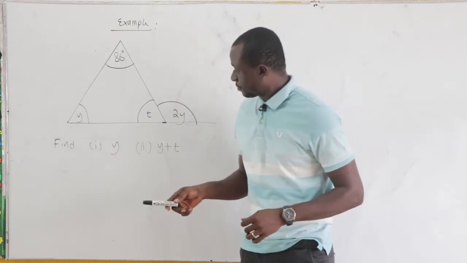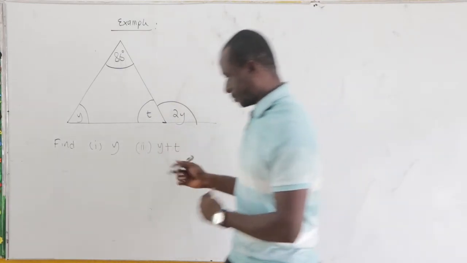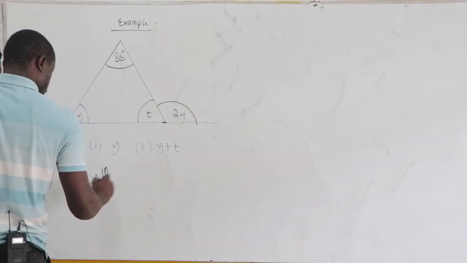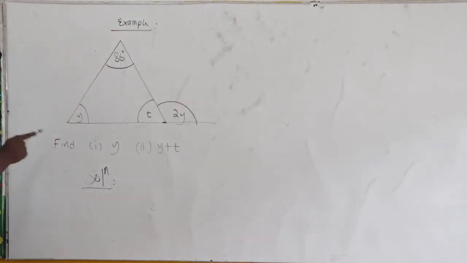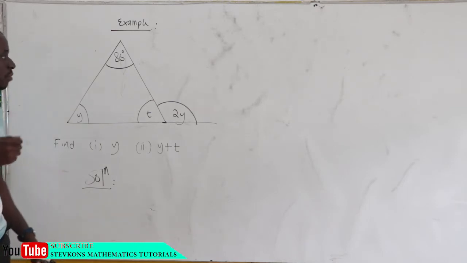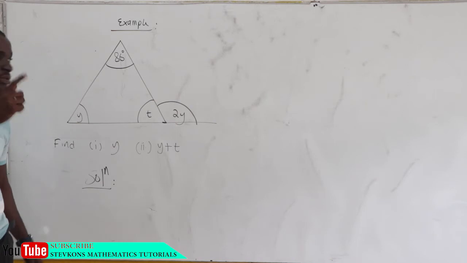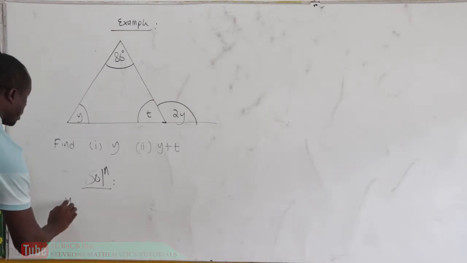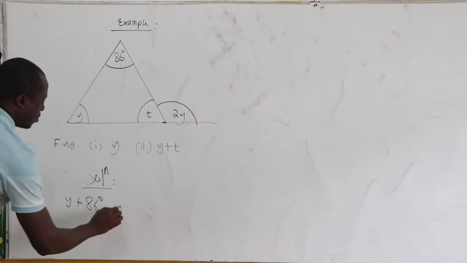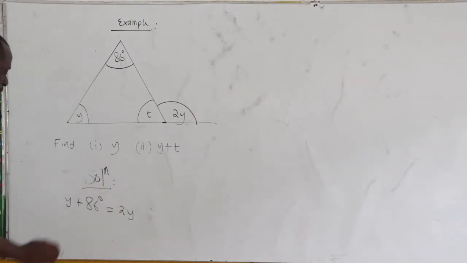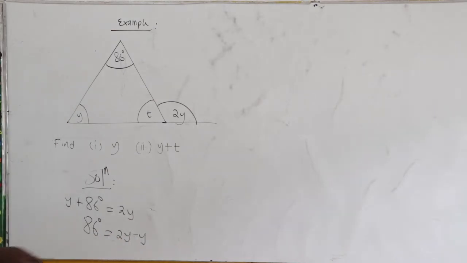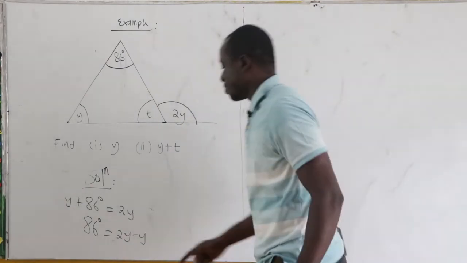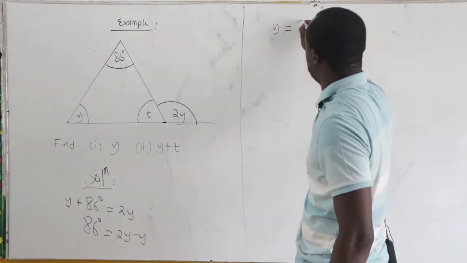Now let's consider this example. This is a past question. Now we want to find y. Now what can we see? You see, with this, y plus 86, this is equal to what? 2y. Why are we using that principle? The sum of the opposite two interior angles is equal to the exterior angle. So you can say that y plus 86 degrees equal to 2y. Now this has to go here. So you have 86 degrees equal to 2y minus y. Now, what is 2y minus y? 2y minus y is y.